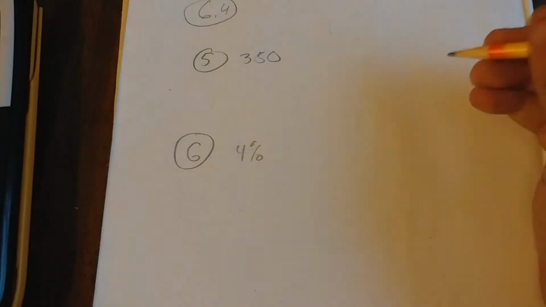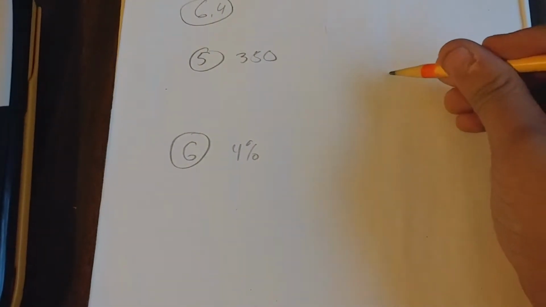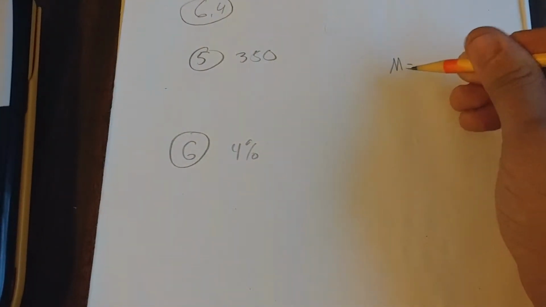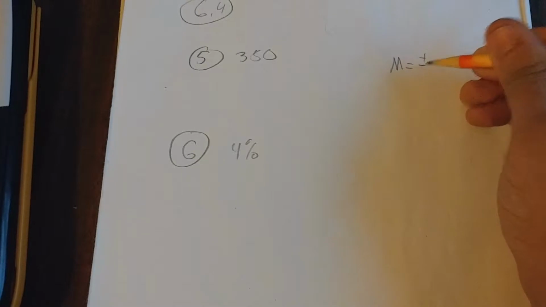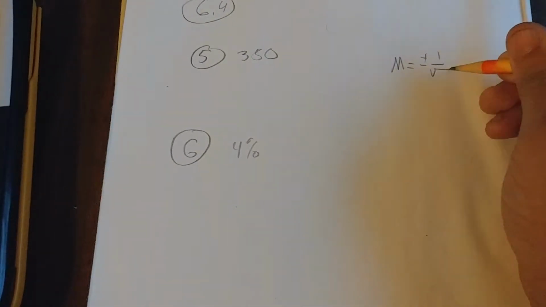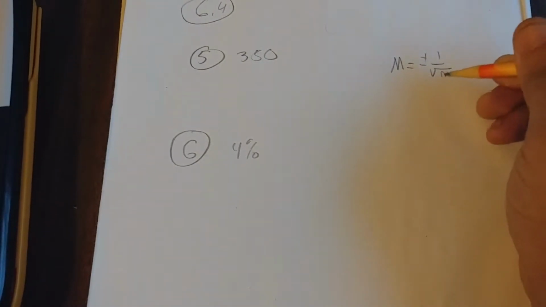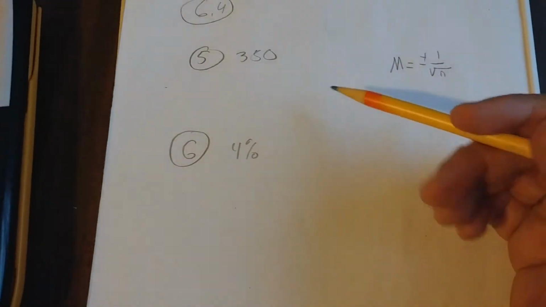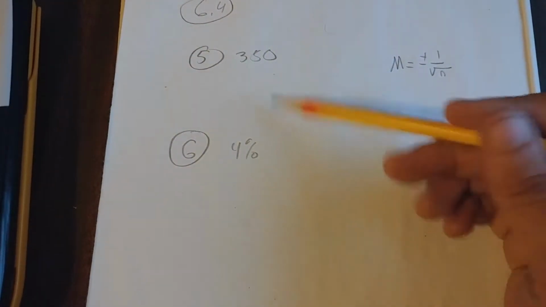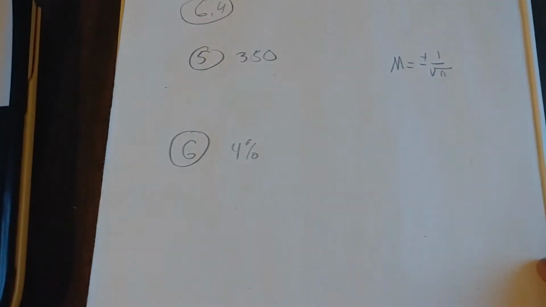Okay, so the equation for 6.4 is always the same. M, capital M, is your margin of error, equals plus or minus 1 over the square root of n, which is the number of samples. I'm going to give you a problem where I give you a number of samples, and a problem where I give you M, the margin of error. Technically it's plus or minus. So let's look at it.